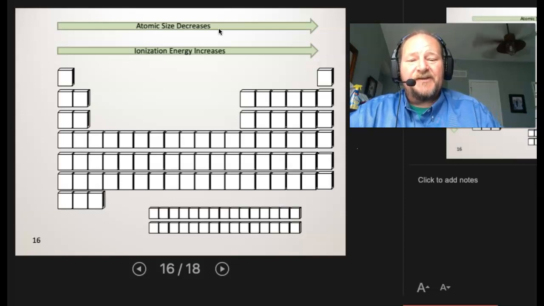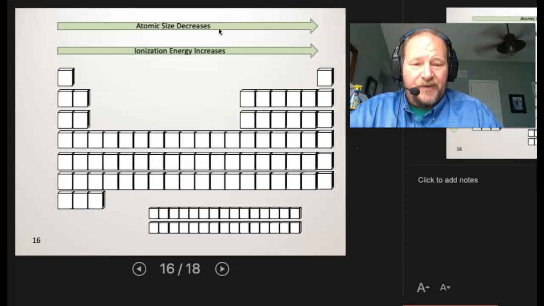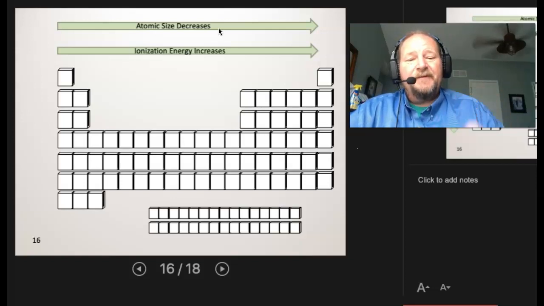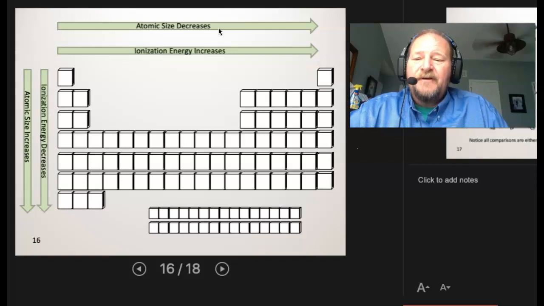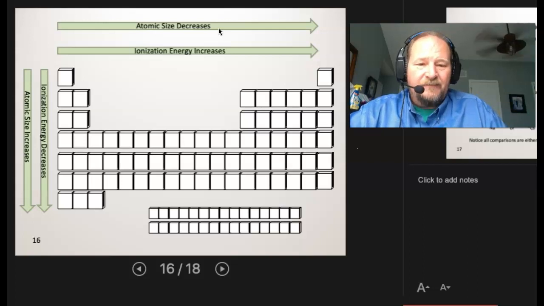So if the atomic size goes up, then the ionization has to go down. If the atomic size goes down, then the ionization has to go up. And we see that when we're looking at the group trends. Atomic size will increase as you go down the group, but the ionization energy will decrease. So as the atom gets larger, it gets easier to pull an electron out.